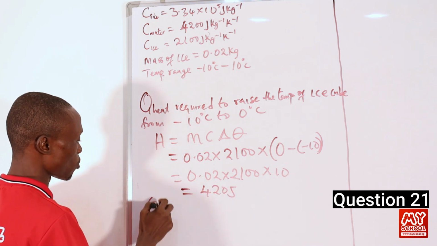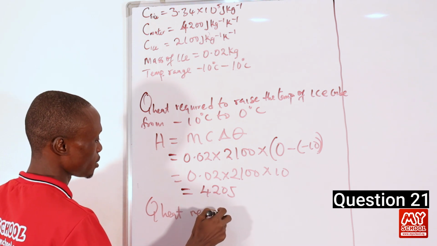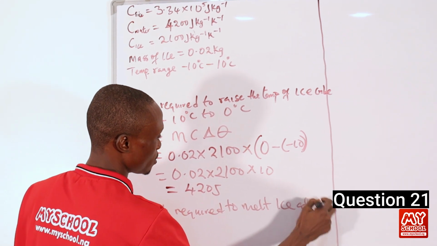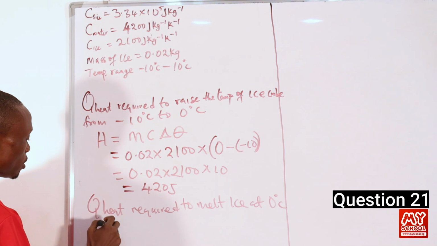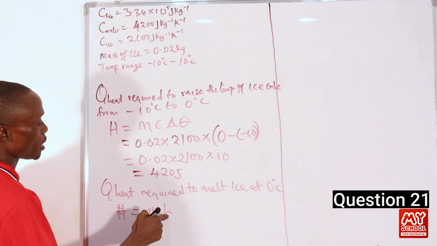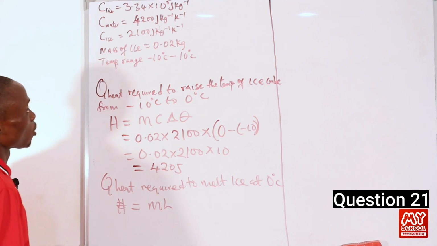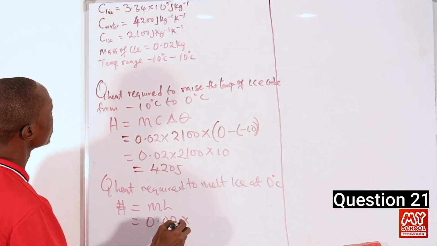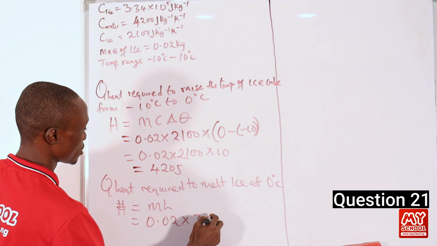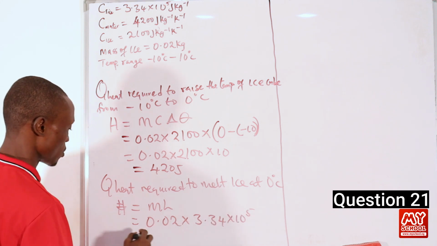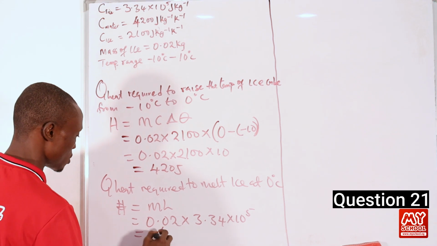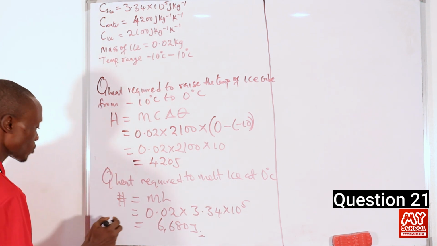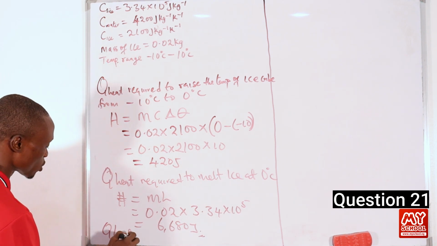Next, we calculate the quantity of heat required to melt ice at 0 degrees. That will be H = mL, where L stands for latent heat of fusion of ice. So we put in our values. This becomes 0.02 times 3.34 times 10 raised to the power 5, which is given to us. If we multiply this out, this will be equal to 6,680 joules.